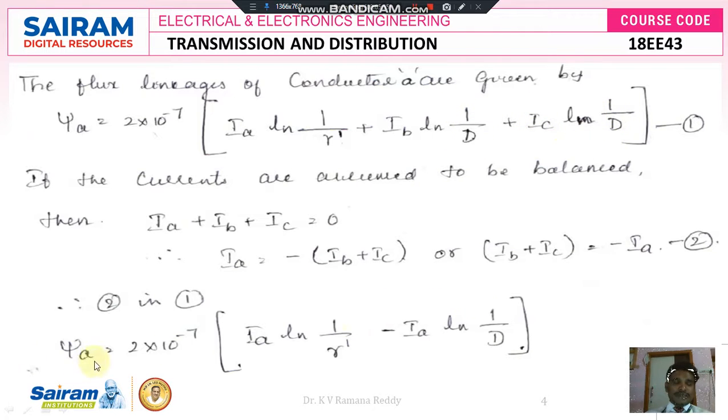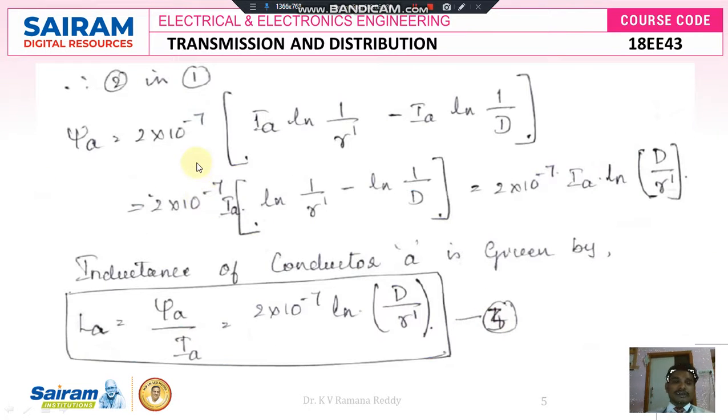Once I replace with IB plus IC after doing simplification here, I may get this equation, that is IA is equal to 2 into 10 to the power of minus 7 of IA into Ln of 1 by R dash minus IA into Ln of 1 by D. According to the formula log A minus log B, here IA into Ln of 1 by R dash minus IA into Ln of 1 by D, if we take IA common, we can write IA is equal to 2 into 10 to the power minus 7 into IA here. The remaining expression is Ln of 1 by R dash minus Ln of 1 by D, which I can write as follows.